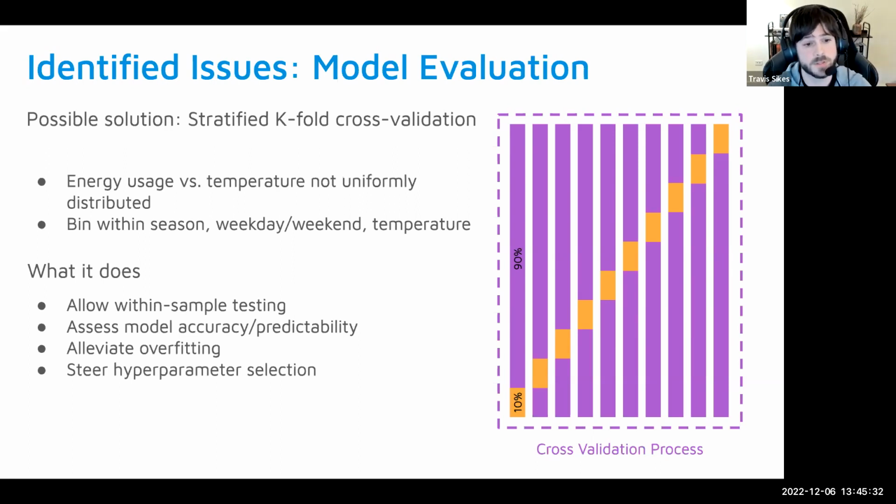This will also help us alleviate overfitting, because if you have too much overfitting, then your total error is going to drop, or not drop. It will rise, and the predictive capability of the model will decrease. And then finally, this will allow us to steer our hyperparameter selection, possibly in the final version of the model, but most definitely during development. Ethan, you have a question?